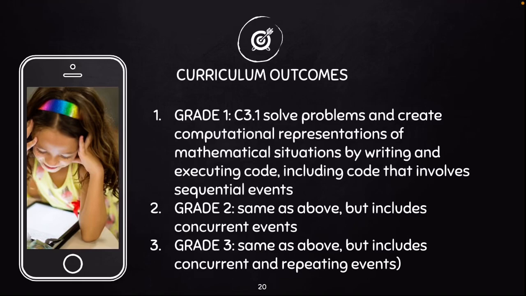Another outcome is the students need to read and alter existing code, including code that involves sequential events, and describe how changes to the code affect the outcomes. Again, it's the same for grade 2, except the sequential events include concurrent events, and in grade 3, the sequential events, concurrent events, and then it's the repeating events as well.